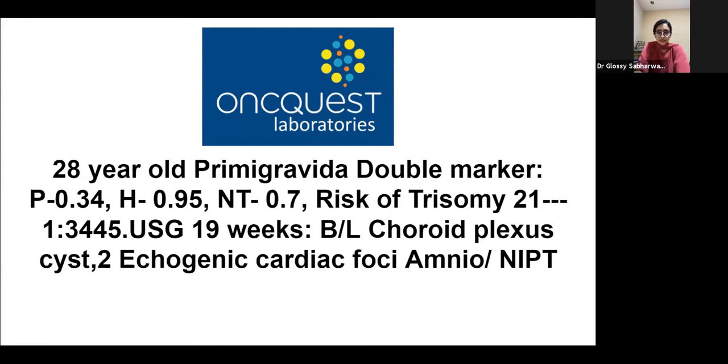The next question again goes to you, Dr. Poonam. A 28-year-old. Can you see the question on your screen? Yes. With the double marker report as follows, and the NT 0.7, the risk of trisomy 21 is 1 in 3,445. And ultrasound at 19 weeks shows bilateral choroid plexus cyst, and it also shows echogenic cardiac foci. So there are 2 soft markers present, and we have the risk of trisomy 21 on the double marker test. Now, what do we do next? Amnio or NIPT?